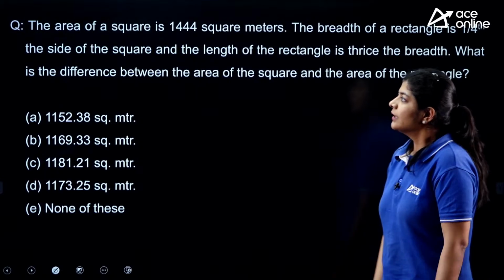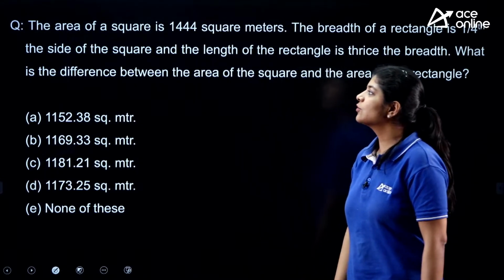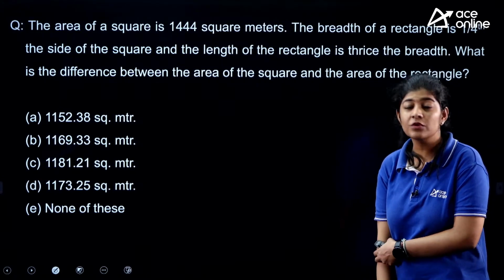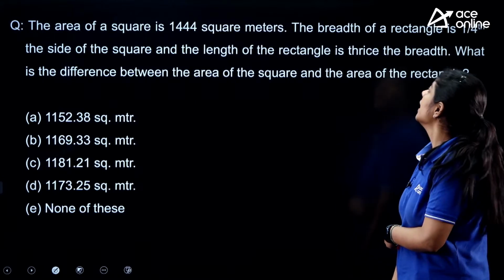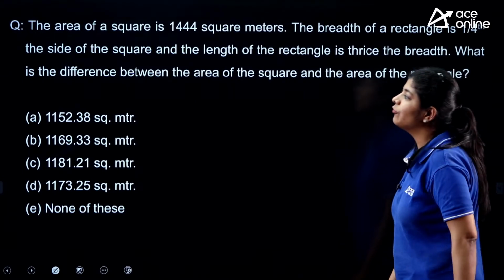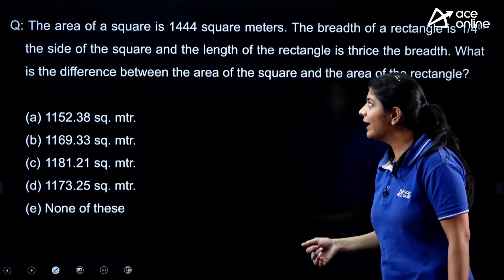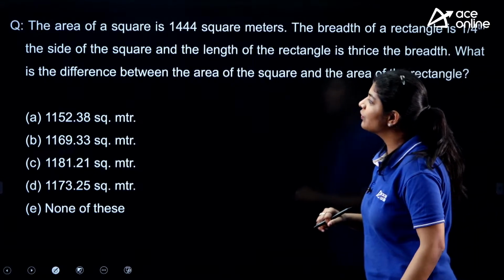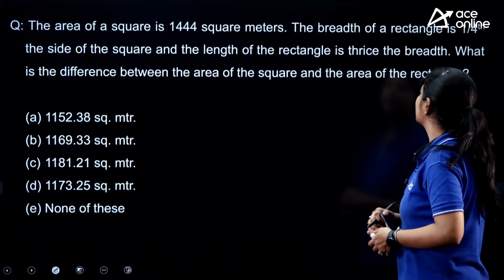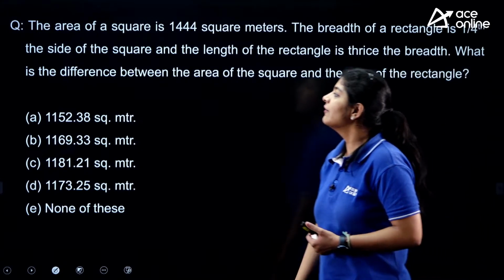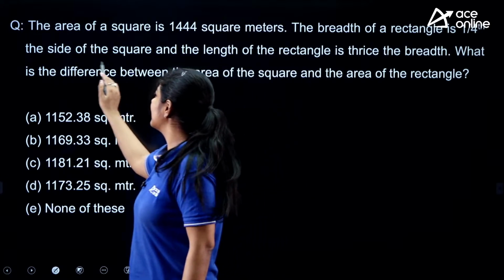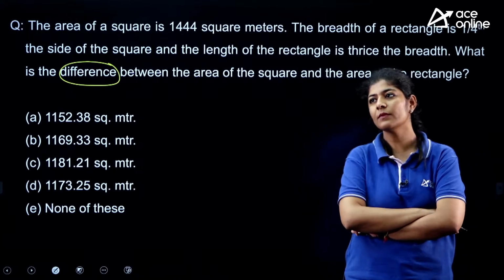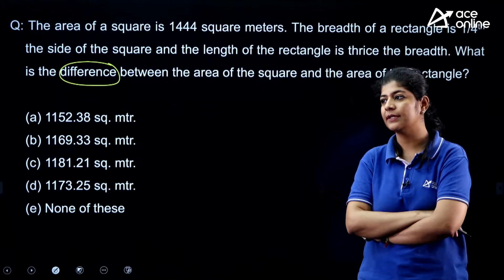Next. The next one is again a very easy one. The question is saying that the area of a square is 1444 square meter, right? The breadth of this rectangle is 1/4 of the side of the square and the length of the rectangle is thrice the breadth. What is the difference between the area of square and the area of rectangle? What we have to do? We have to find out the difference between the areas of both square and rectangle. So how are we going to do this? First we need to find out the side of the square.